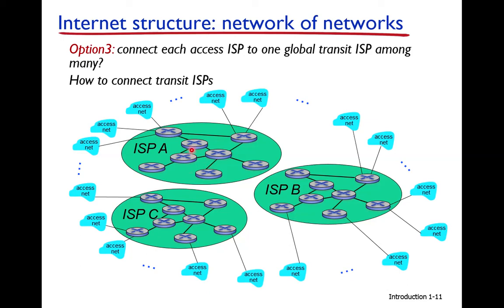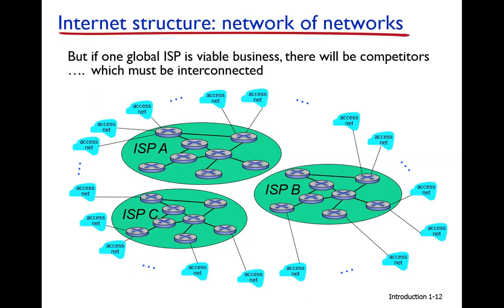But these transit ISPs should also be connected, because if this access network wants to send data to that access network, one is connected to ISP A and the other to ISP C. These ISPs must be connected, otherwise the data cannot be sent from one access network to the other. So how do we connect these transit ISPs with each other? We have different options, and maybe in the same region there are multiple transit ISPs.